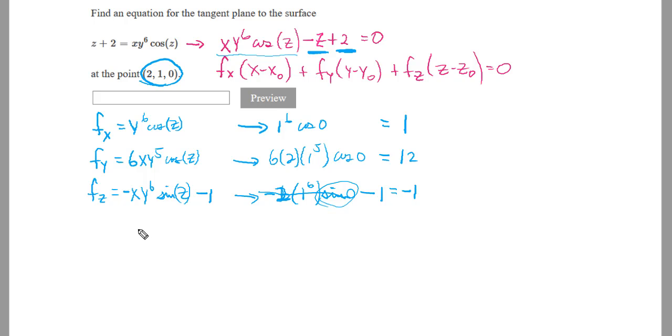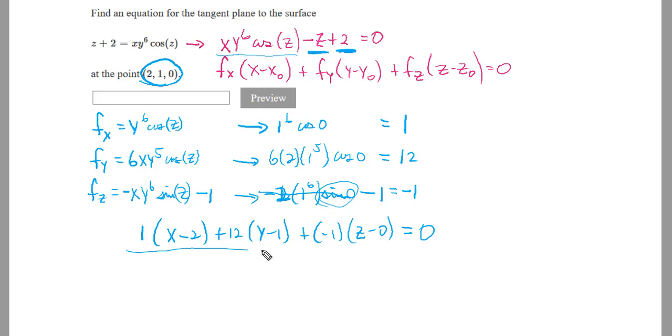We have the partial of x times x minus 2 plus the partial of y times y minus 1 plus the partial of z times z minus 0 equals 0. So this is perfectly fine for entering into the answer box.